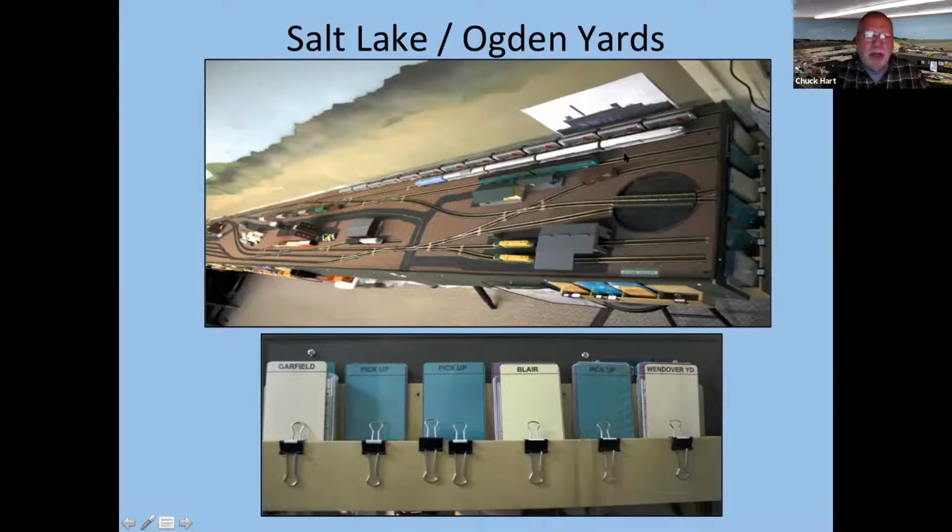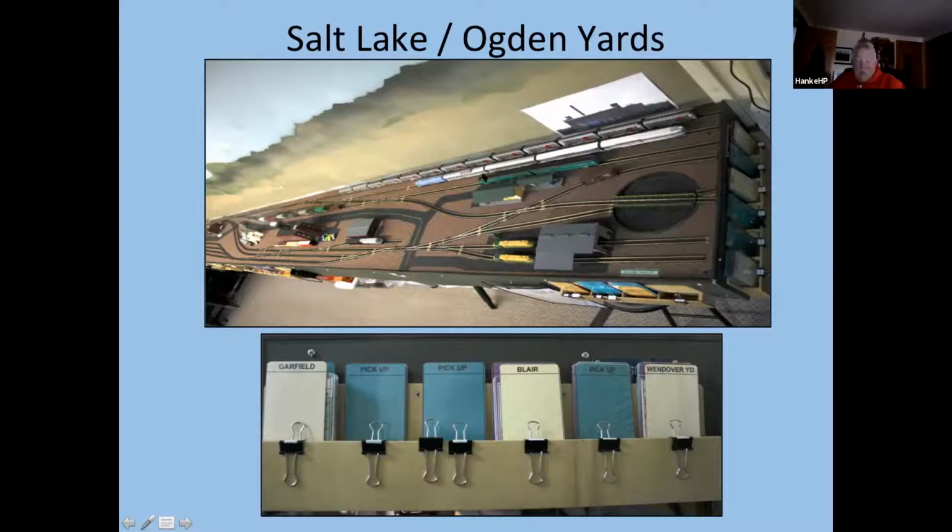So this is Ogden Yards, and it becomes a staging area. The Salt Lake portion is down here on the left. That's a stub yard. And now we can actually have transfer runs between Salt Lake and the Ogden tracks. We can do it through here, or we can come out here onto the main and back in this way.